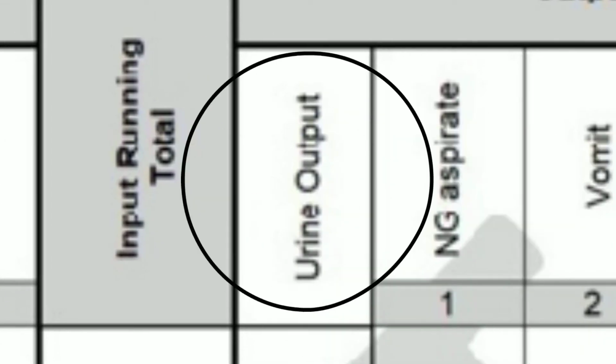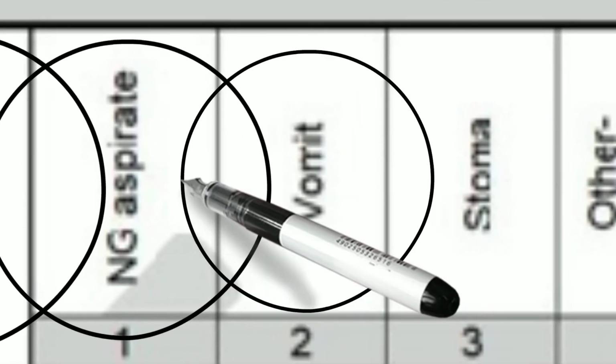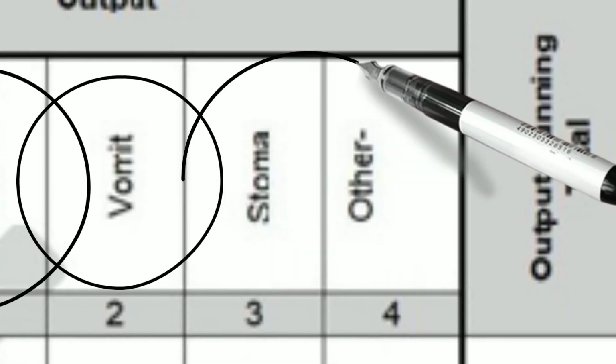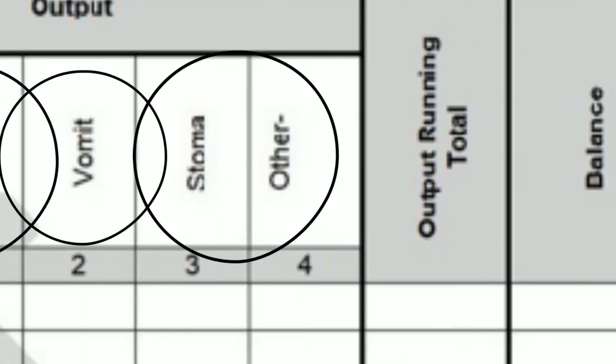The output section is also further broken down into specific sections which indicate the different ways in which a patient may be losing fluid. These include urine output, nasogastric (NG) aspirate, vomit, and/or stoma. There is also a further section which enables the recording of other sources of output, such as surgical drains and/or chest tubes.